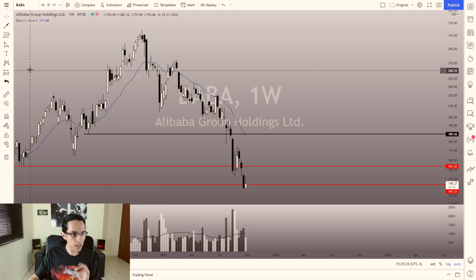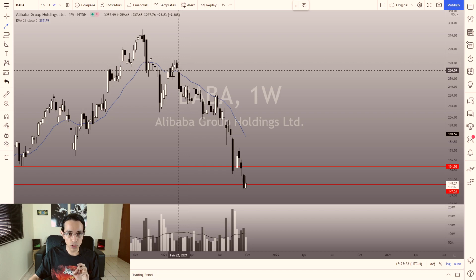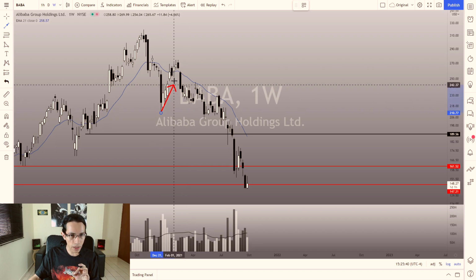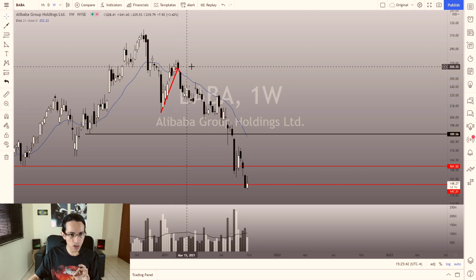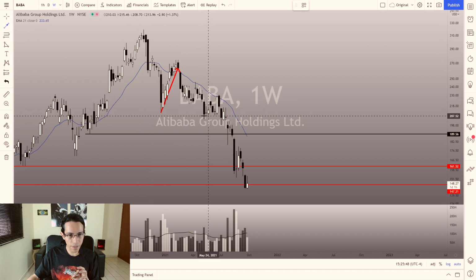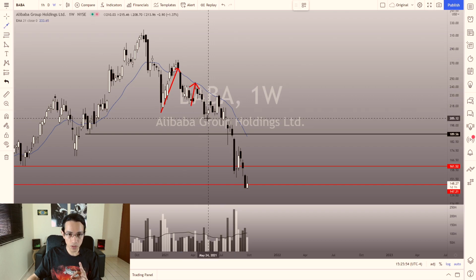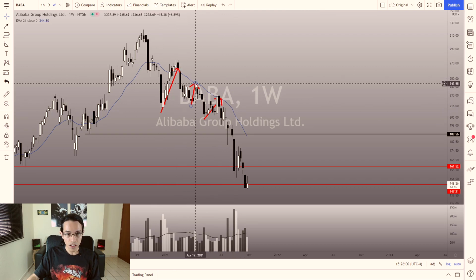And when a stock like Alibaba, or any other stock trending in a bear trend, bounces back up to a previous resistance level, like this point, which was a previous resistance over here, or this point, which was the 21 EMA in the weekly chart, or this point, which again was the 21 EMA. When a stock does these movements, this is a classic continuation short pattern.